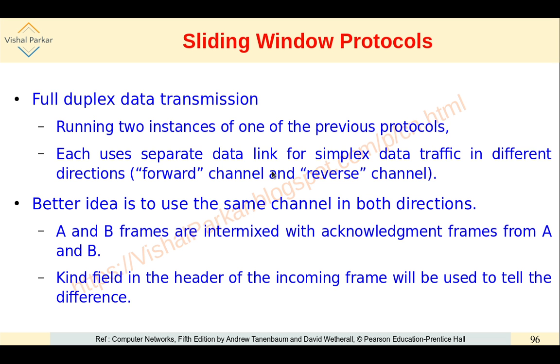But the better idea is to use the same channel in both directions, where the data frames between A and B will be intermixed with the acknowledgement frames between them. And the difference between the data and the acknowledgement frames will be told by a kind field that sits in the header of the incoming frame.